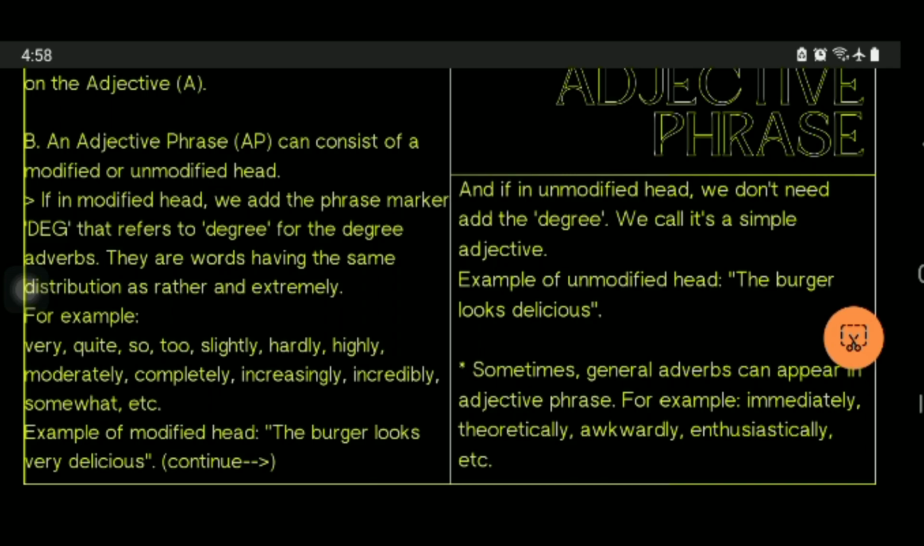And the example of a modified head is: the burger looks very delicious. And in an unmodified head, we don't need to add the degree, we call it a simple adjective. So the example of an unmodified head is: the burger looks delicious. Sometimes general adverbs can appear in an adjective phrase, for example, like immediately, theoretically, awkwardly, enthusiastically, and etc.